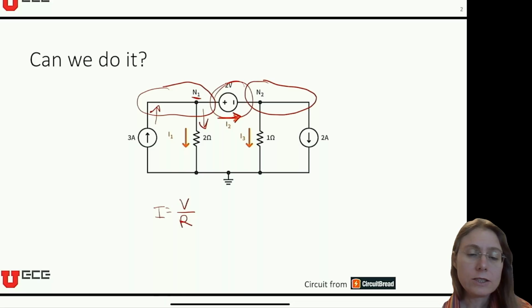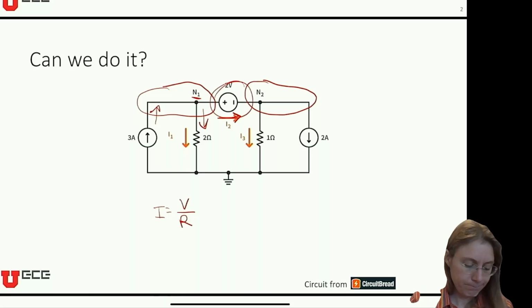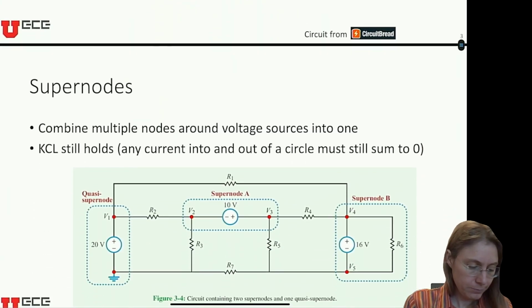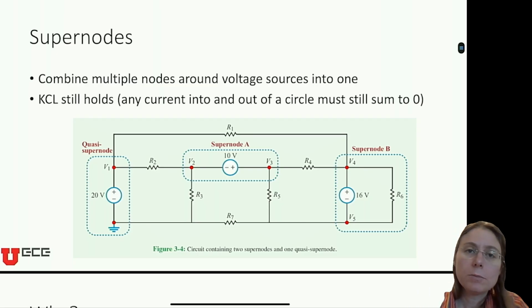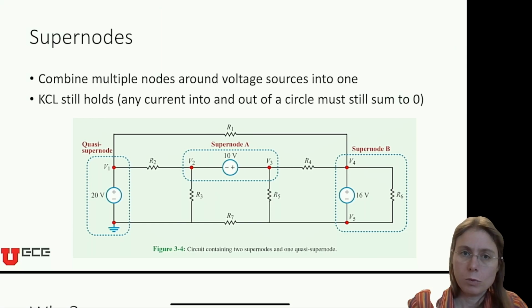So what do we do in that situation? Well, we use something called a supernode. Supernodes combine multiple nodes around a voltage source into one giant node when you're doing the node voltage method. And Kirchhoff's current law will still hold even for those 2 nodes circled together.